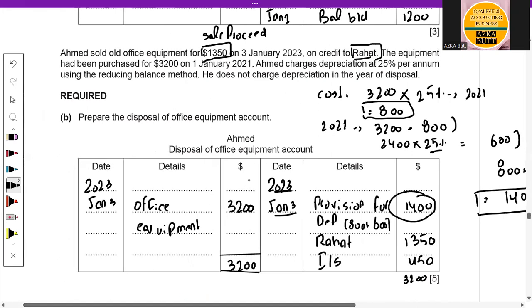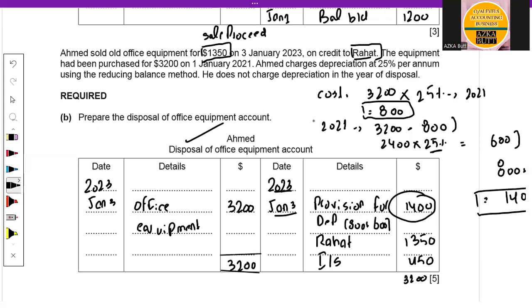And we are basically preparing a disposal account. So we know that when we dispose of any non-current asset, we have to debit the provision account and credit the disposal account. That's why the disposal account is credit and provision is debit.